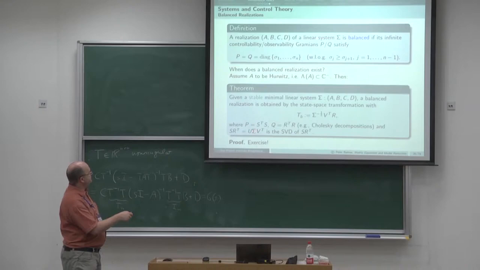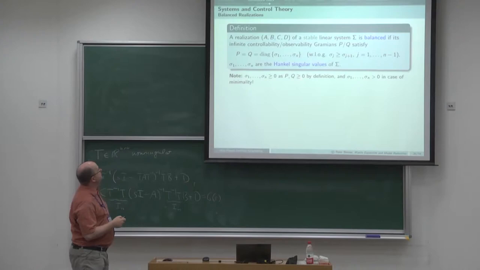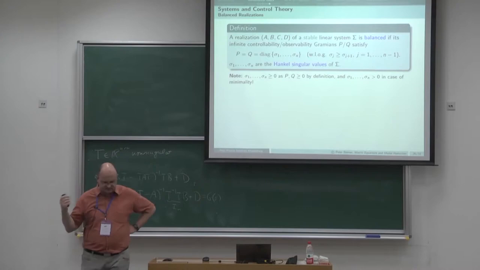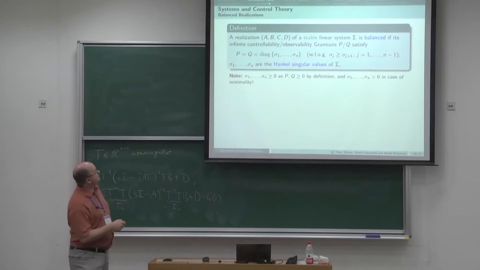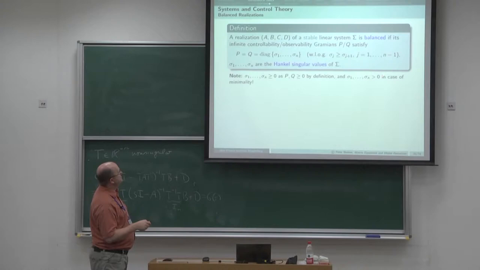Okay, and it's clear that they are all non-negative numbers because P and Q for stable systems, repeating myself, are positive semi-definite matrices, and in the minimal case, in which we know that a balancing transformation exists, which is sufficient for this, they are all positive numbers.